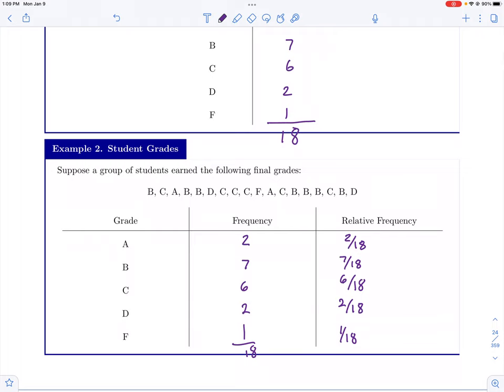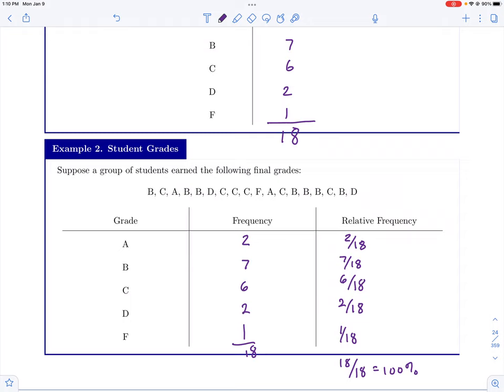Hopefully you notice that if I add all these fractions together, I'm going to get 18 out of 18, or essentially 100%. That's what's going to happen with these. If we turn these into percentages, then when we add them all up, it should be equal to 100 or pretty close to it. If we've rounded a little bit, it may not be exactly 100, but as long as it's like 99.9 something, that means we've done a good job.